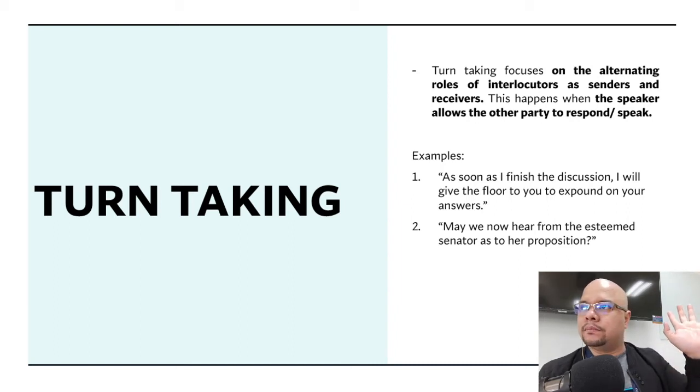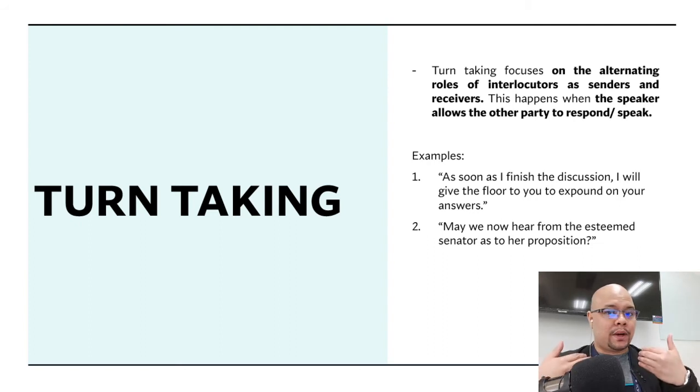So I'll give you a few examples. This one might be found in classrooms. Okay? As soon as I finish the discussion, I will give you the floor to expound on your answers. This is turn taking because your teacher is establishing that once I am done talking, it will now be your turn to respond. And then I will be the one to listen. So this is turn taking. You establish the alternating role. First, I will be the speaker and you will be the listener. And then later on, I will give you the chance to speak and then I will listen.